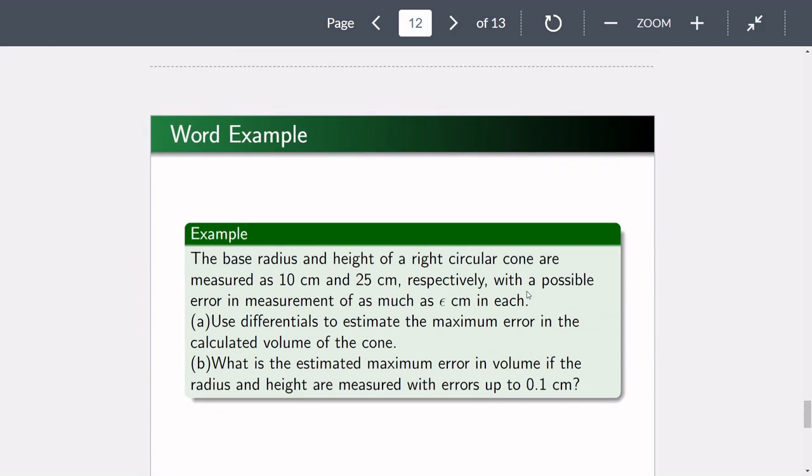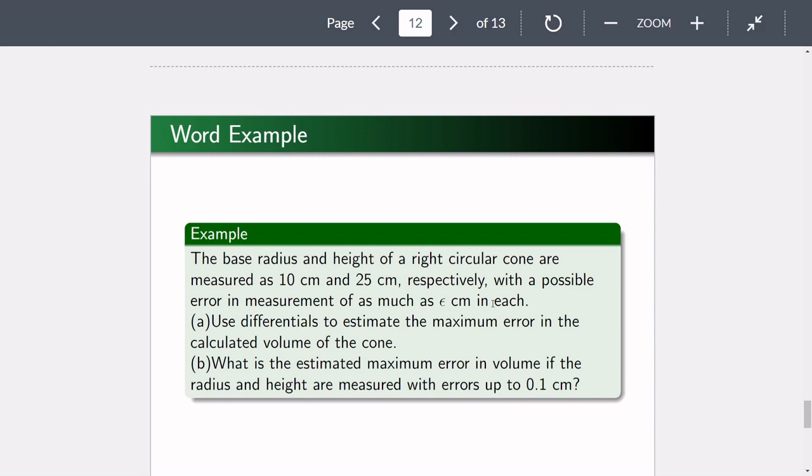I mean, that was kind of an example, but let's do an actual verbal example. The base radius and height of a right circular cone are measured as 10 centimeters and 25 centimeters, respectively. The possible error in measurement is as much as epsilon centimeters in each one. So we take a ruler or whatever, and we measure these lengths. The measurement is probably not exact. There's probably some error in there. We say the measure we got was 10 and 25.